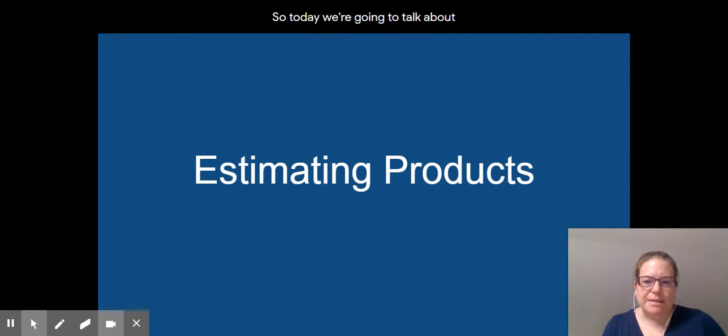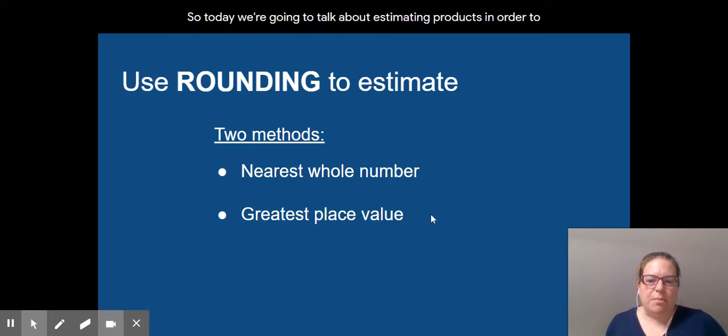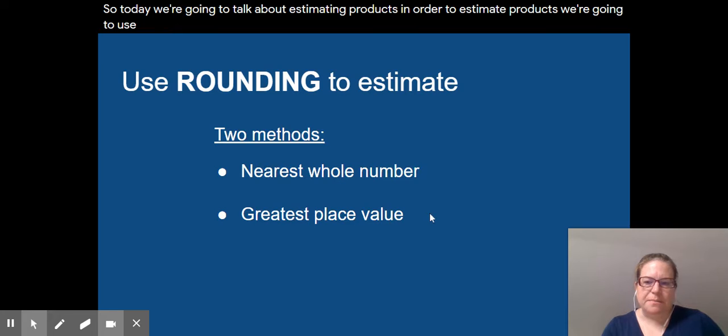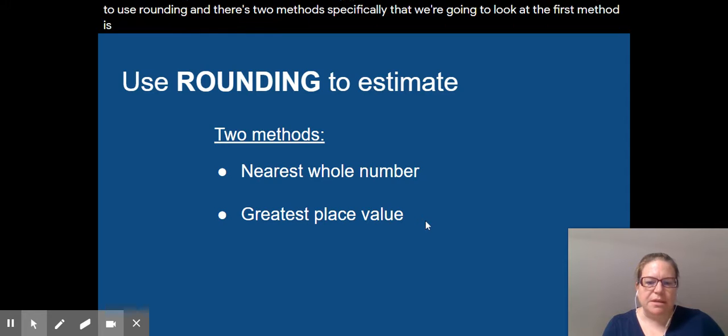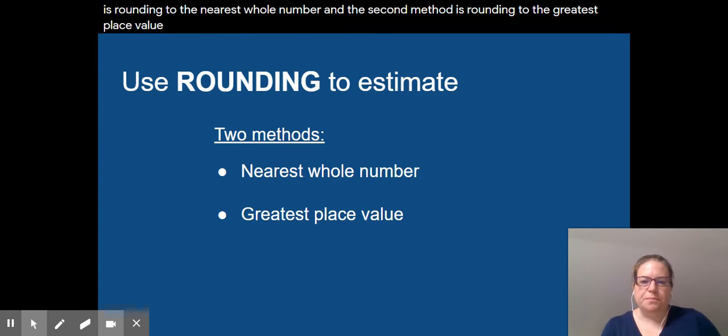So today we're going to talk about estimating products. In order to estimate products, we're going to use rounding. And there's two methods specifically that we're going to look at. The first method is rounding to the nearest whole number. And the second method is rounding to the greatest place value.